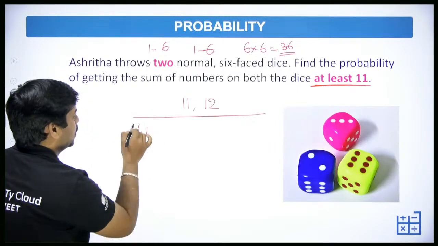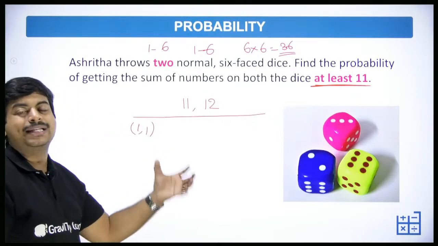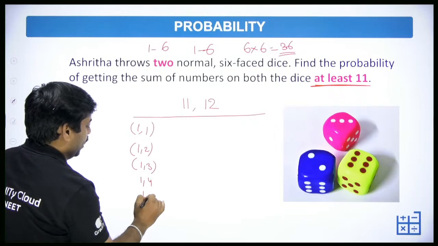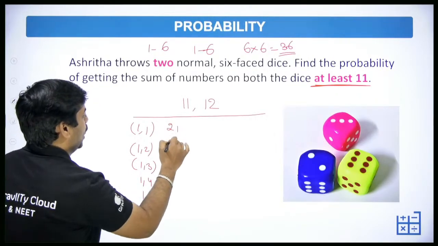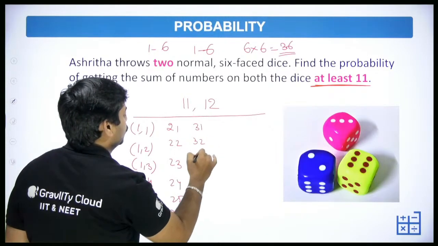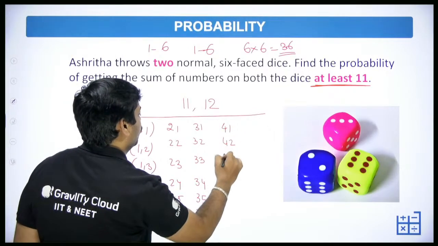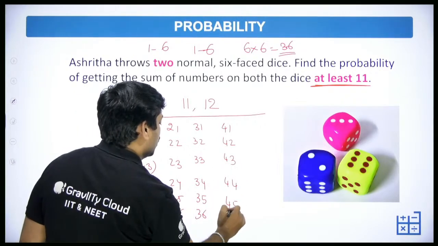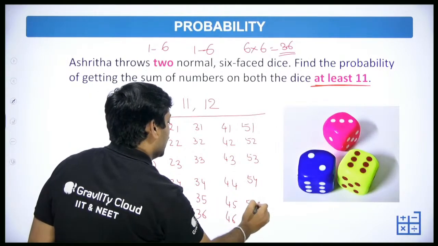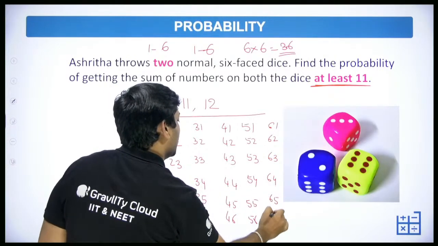Let me write all these. 1, 1 is one case where, when you throw both dice, the first die gives you 1 and the second die gives you 1. Total is 2. In the same way we have 1, 2; 1, 3; 1, 4; 1, 5; 1, 6. Then 2, 1; 2, 2; 2, 3; 2, 4; 2, 5; 2, 6. 3, 1; 3, 2; 3, 3; 3, 4; 3, 5; 3, 6. The next: 4, 1; 4, 2; 4, 3; 4, 4; 4, 5; 4, 6. 5, 1; 5, 2; 5, 3; 5, 4; 5, 5; 5, 6. And the last: 6, 1; 6, 2; 6, 3; 6, 4; 6, 5; 6, 6.